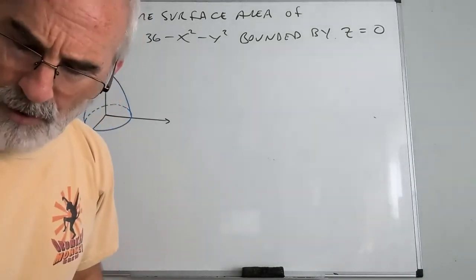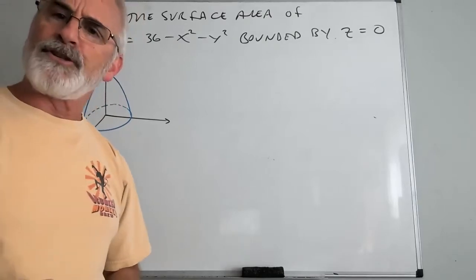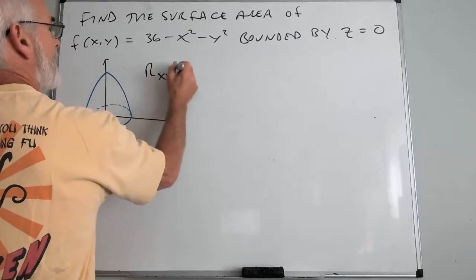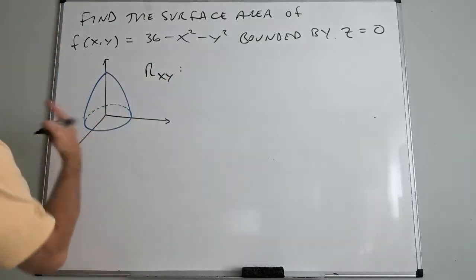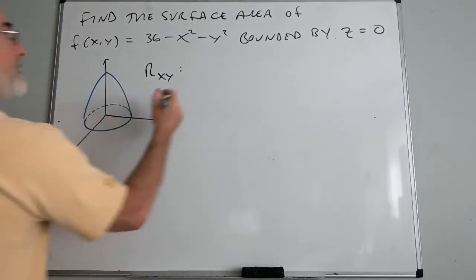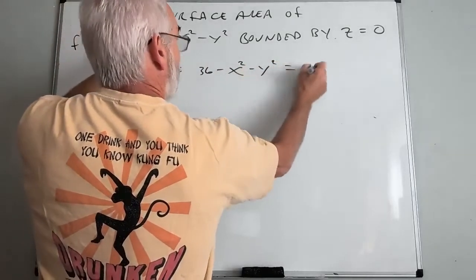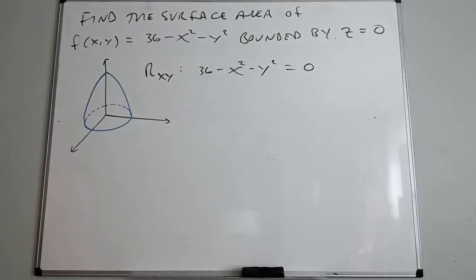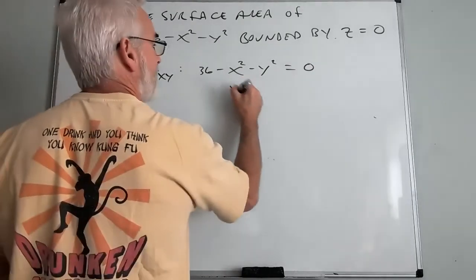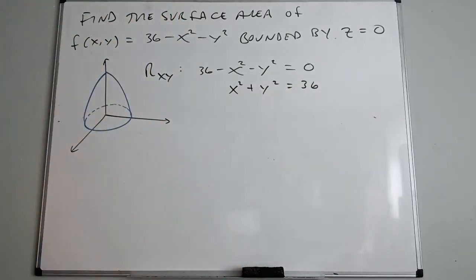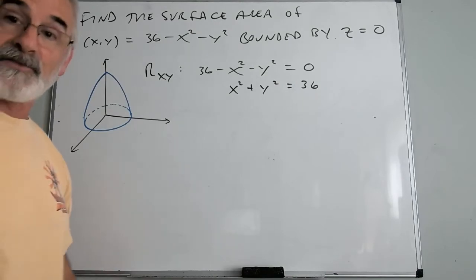Okay, so I need to determine what my region in the xy plane is. That's one of the first things I need to do. So what is this? Well, in the xy plane, z equals 0. So that means 36 minus x squared minus y squared equals 0. What does that give me? That gives me x squared plus y squared equals 36. So the region in the xy plane is bounded by a circle of radius 6. Beautiful. Okay, that makes things very nice.